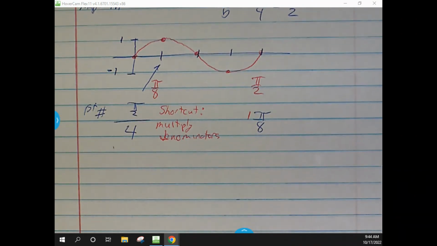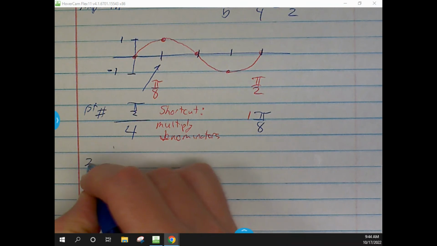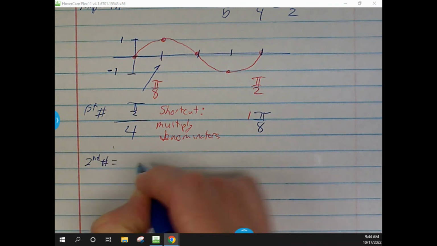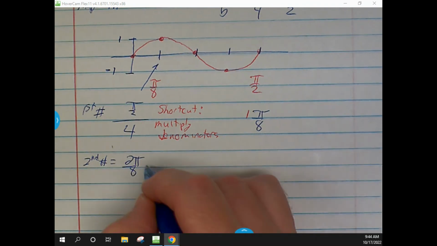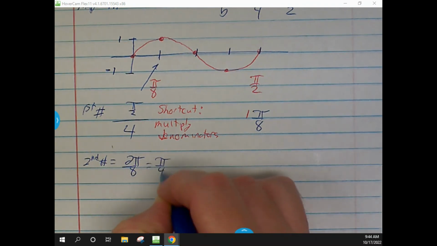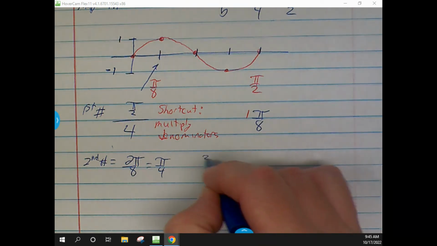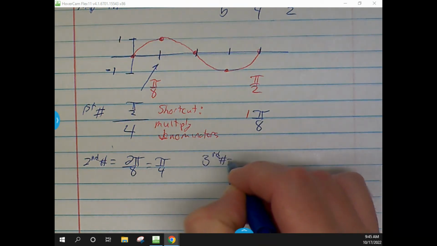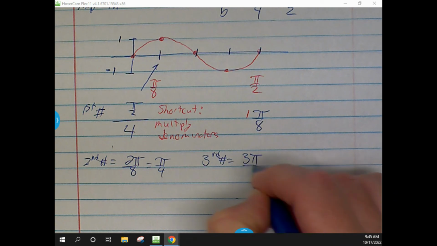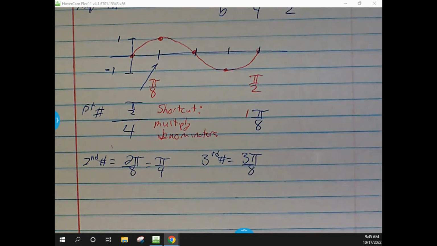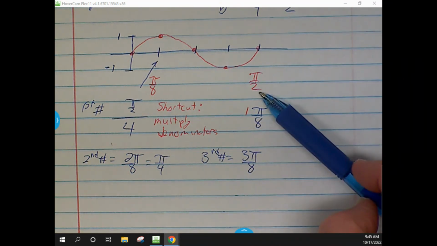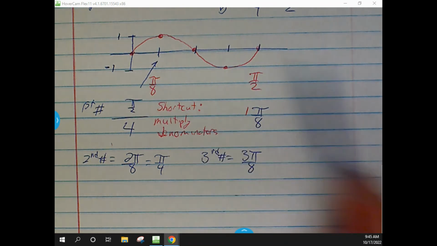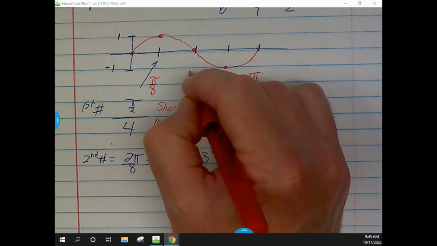But again, the second number is 2 pi over 8. But we can simplify, right? Make it pi over 4. And then your third number is going to be 3 pi over 8. So 1 pi over 8, 2 pi over 8, 3 pi over 8. Technically, this would be 4 pi over 8. But again, we can simplify a couple of numbers along the way to make this work out just a little bit better.